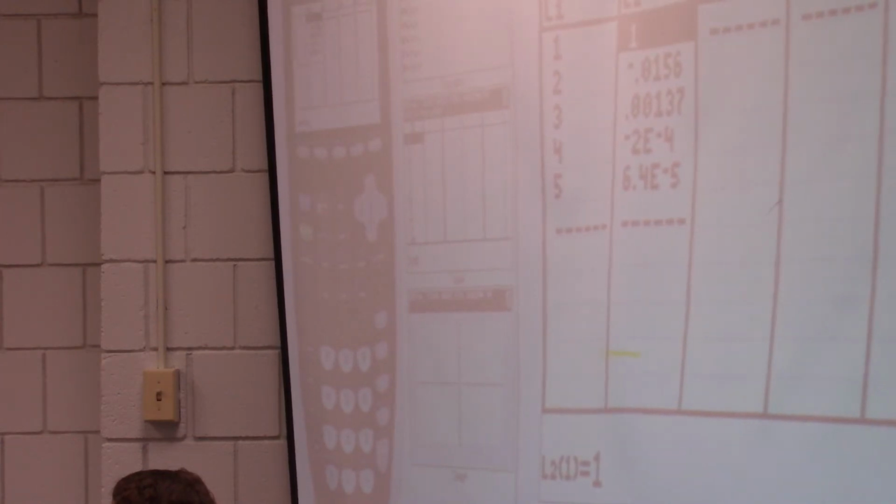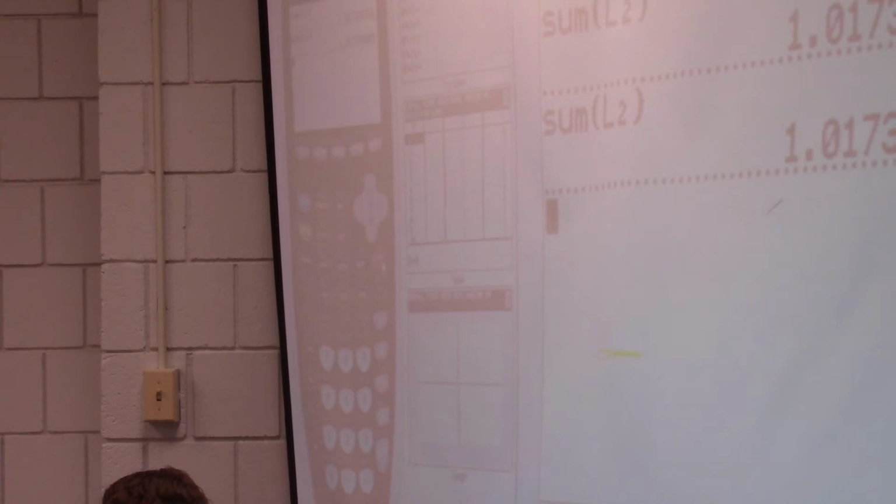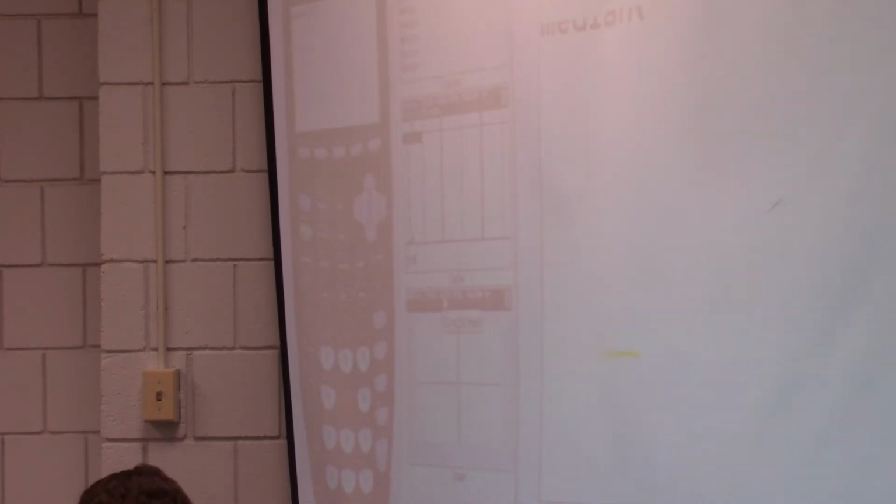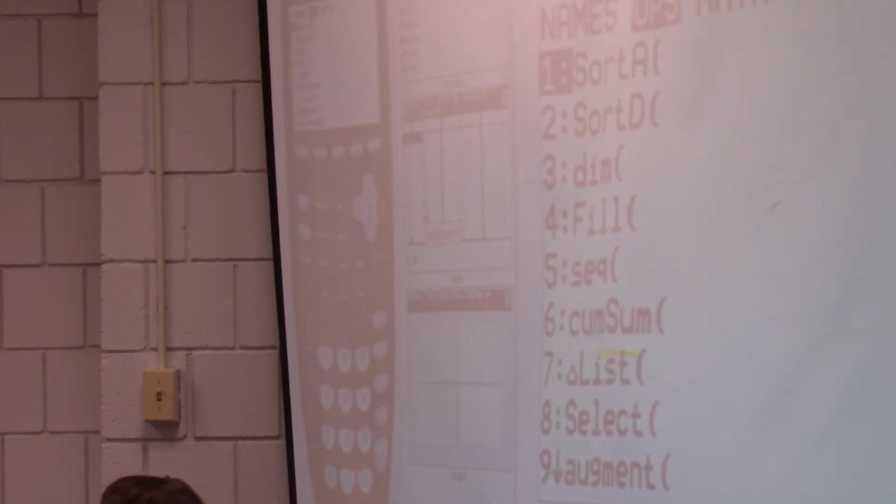Now second quit, and I'll just clear the screen so we can focus on this. We are now going to sum number 5, sum L2. And we now have the desired answer, 0.98556. And that's how accurate we are.